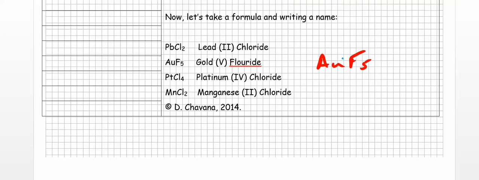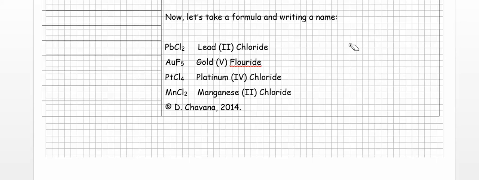Well, this 5 must have come from here. So this charge must have been a +5, and you know that the charge on fluorine is -1 because it's in the 17th column, right? So that means we now know what the charge is on the gold. It's +5. So we say gold, Roman numeral 5, fluoride, and that's our final answer, our name for this compound, all right? So let's move on to the next one.